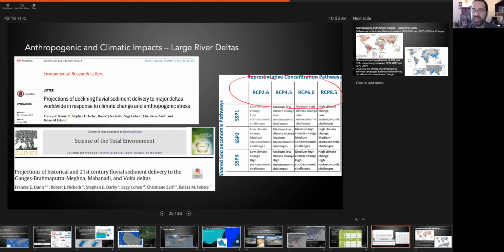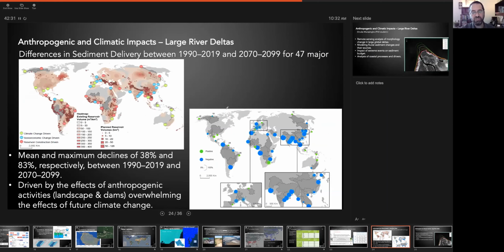She looked at 4 different scenarios, from business as usual all the way to very effective reduction in greenhouse gases, and also 3 socioeconomic scenarios, so increase in population, development, and so on. Through that, she was able to isolate and predict the future of sediment flux into large river deltas. And I'm not going to go into the whole, again, very complex story here. I would refer you to these 2 papers. I think they're really good papers if you're interested.